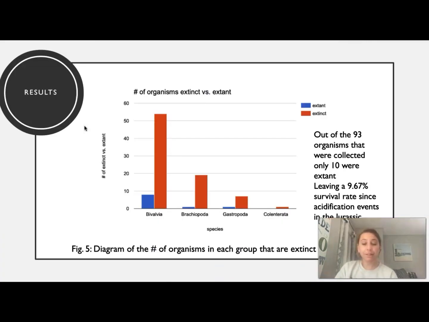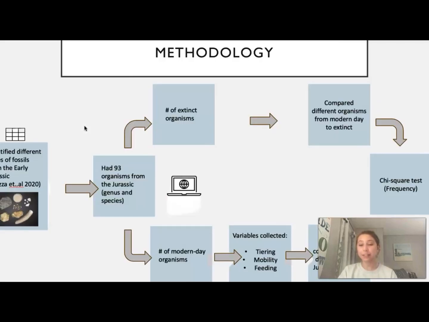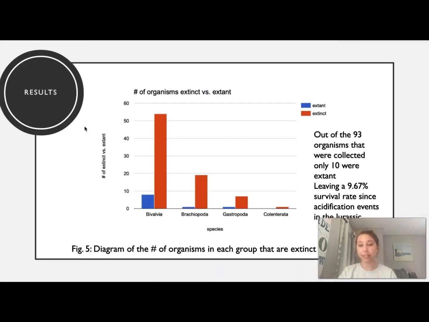For my results, figure 5 shows a diagram of the number of organisms in each group that were extinct or extant. And out of the 93 organisms that were collected, only 10 were extant, leaving a 9.6% survival rate since acidification events in the Jurassic. Extinct are the organisms that had died off, and extant are the ones that are still prevalent today and still around.